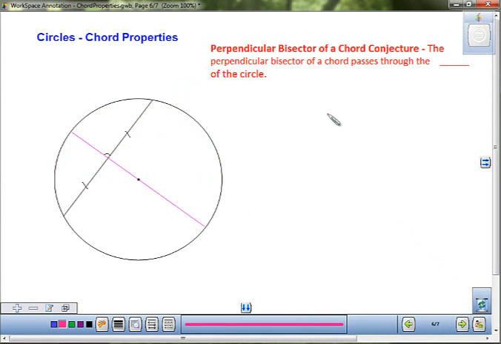The perpendicular bisector of a chord conjecture states that the perpendicular bisector of a chord passes through the blank of the circle. So if you have a chord and you want to be perpendicular to it, and create a 90-degree angle, this pink line must travel through the center. So it has to be a radius or diameter.